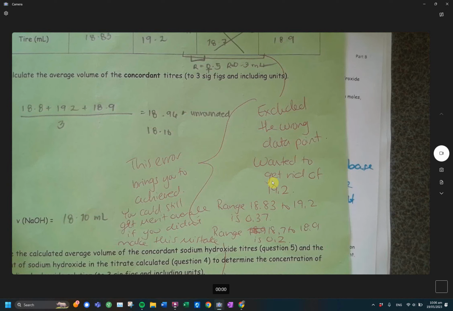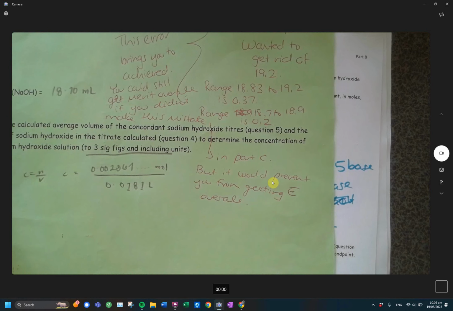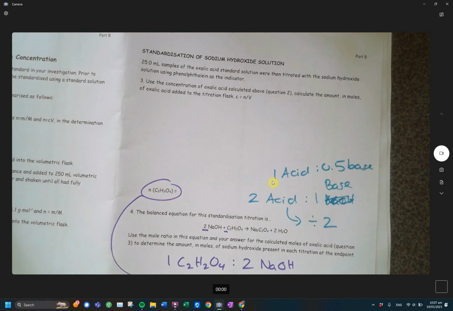So in part C, if you did well in part C and you didn't make that mistake again, then you would be fine to still get merit. It would prevent you from getting excellence overall because with excellence you need to get both part B and part C correct. So watch out for those little things, okay? Don't make that mistake. All right, make more sense now?